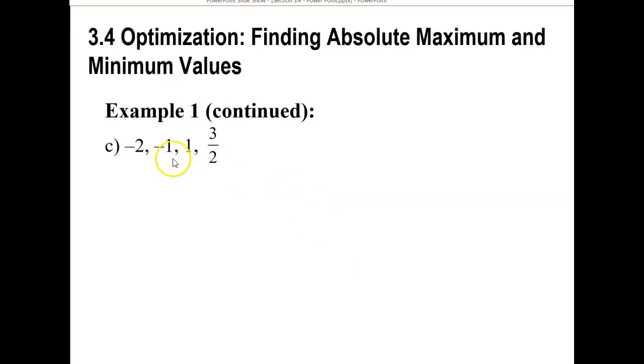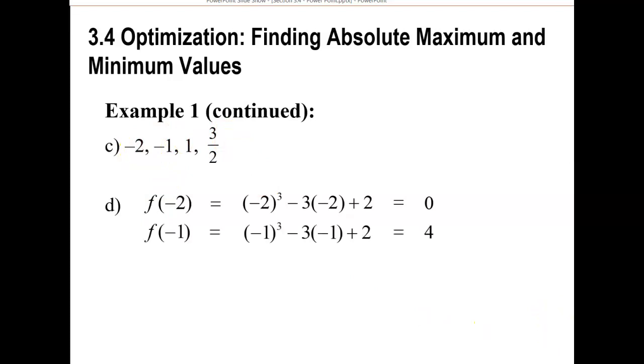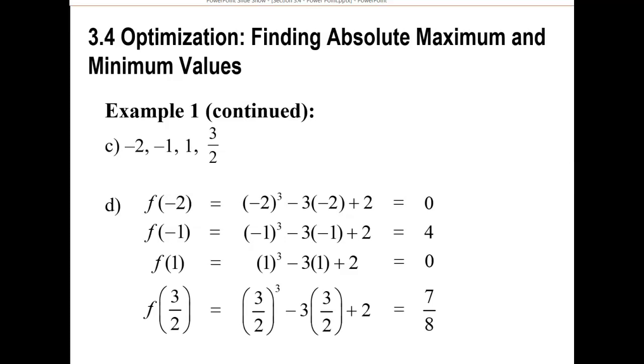So I'm going to list my critical values, -1 and +1, along with the endpoints of the interval, -2 and 3/2. And then I'm going to evaluate my function f at all of these values. So plug them all into f separately. So f of -2, we get 0. f of negative 1, we get 4. f of positive 1, we would get 0. And f of 3 halves, we would get 7/8. Notice this last step you're plugging into f, not f prime.